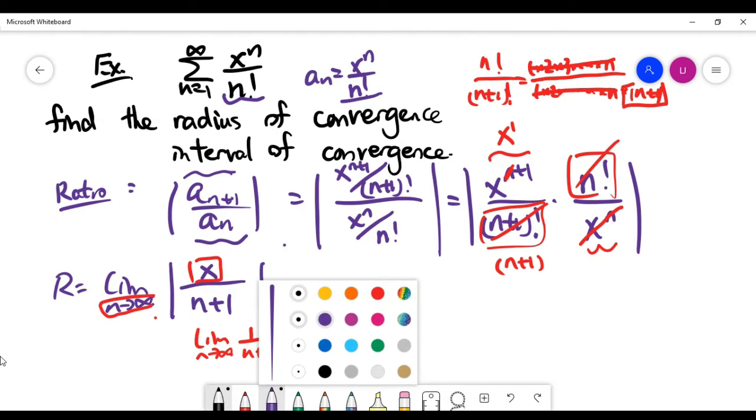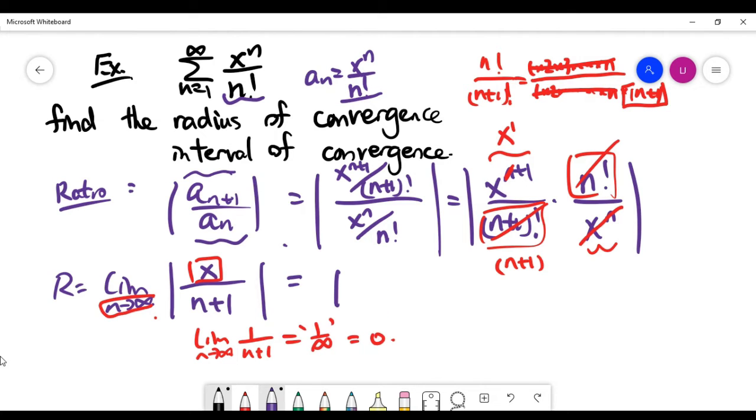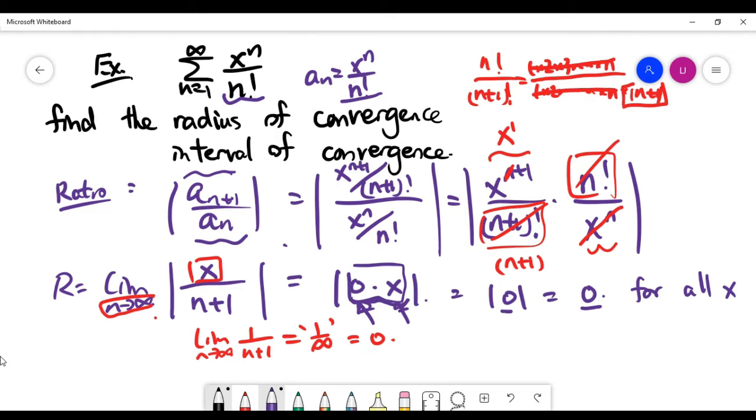So basically, it means back to the purple color is the same as 0 times x. 0 comes from the limit calculation, which means the ratio is actually 0. And please note that the fact that no matter which value of x you have, when you multiply it by 0, it must be 0. This fact implies that this 0 is for all value of x. Because no matter which x you choose here, this term must be 0.